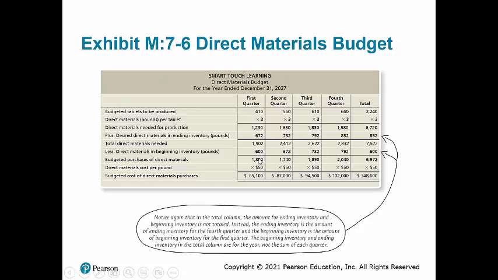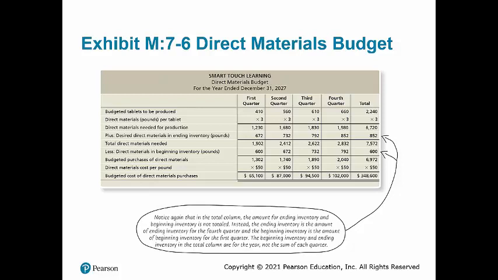Now we would need to get the actual cost of the purchases by multiplying the number of pounds that we need to buy by the cost per pound. That would be given to you in the problem. The cost per pound is $50. So to determine the budgeted cost of the direct materials purchases, we multiply $50 times the number of pounds we need to purchase, 1,302, and we get $65,100 in budgeted cost of direct materials purchases. We would do the same thing for the second, third, and fourth quarters.